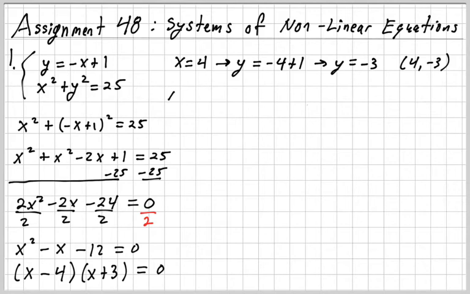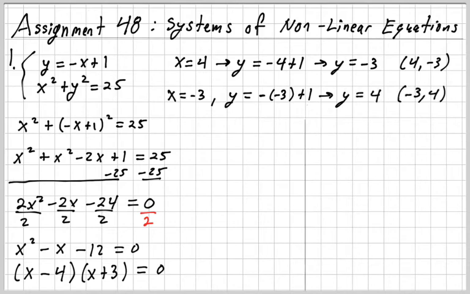Now x plus 3 is equal to 0, so we're going to subtract 3 from both sides, and that gives us x equals negative 3 as our root. Plug that into y equals negative x plus 1, so y is equal to negative negative 3 plus 1, so that'd be 3 plus 1, which is 4, so y is equal to 4. And so that gives us the second solution of negative 3 and 4.